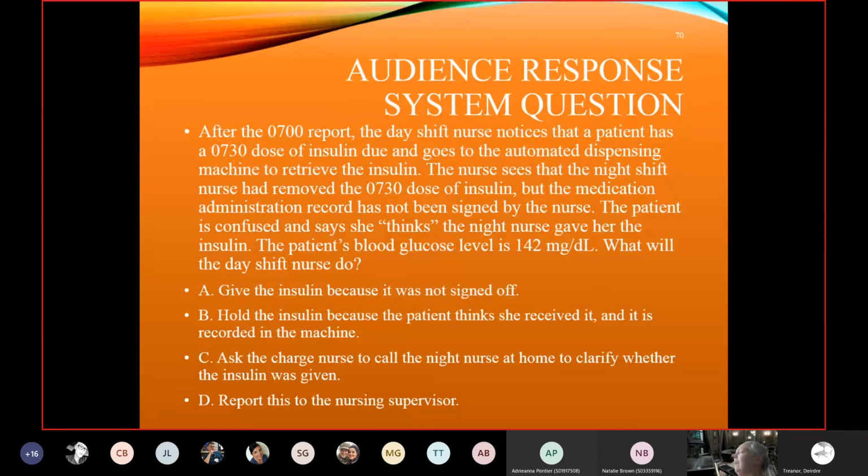After the 0700 report, the day shift nurse notices that a patient has an 0730 dose of insulin, and goes to the automated dispensing machine or Pyxis.